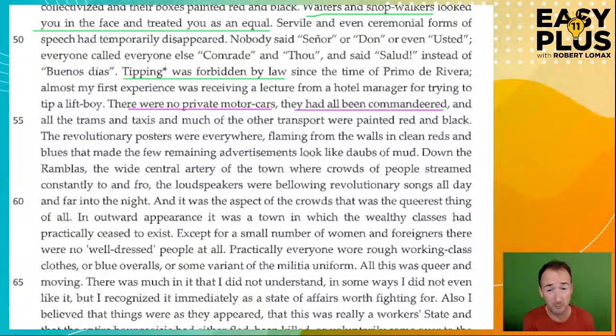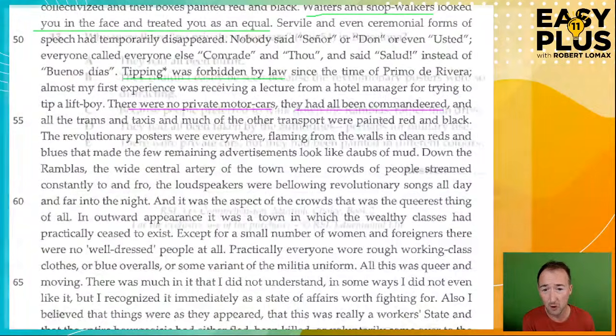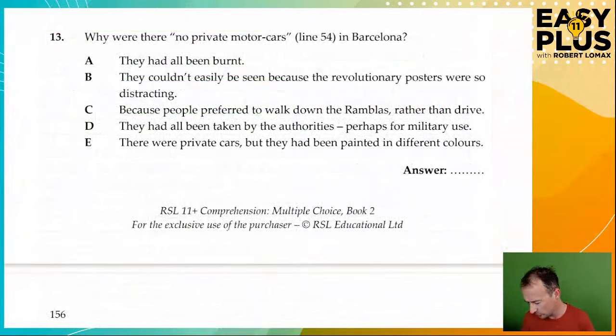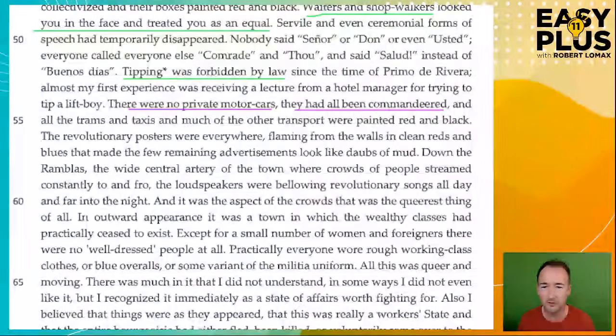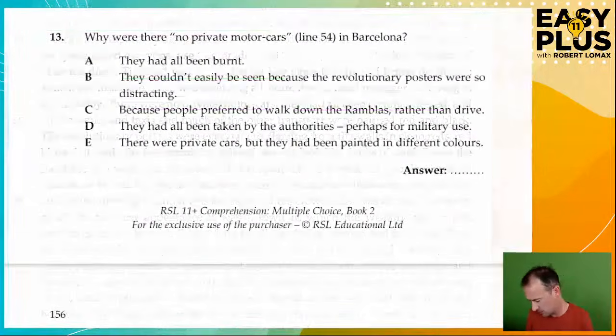Now let's use it. There were no private motor cars. They had all been commandeered. They'd all been burnt. Okay, maybe commandeered means that. They couldn't easily be seen because the revolutionary posters were so distracting. Can that be right? Well, the posters flamed from the walls in a way that made the few remaining adverts look like daubs of mud. Nothing about the cars there. No, no, no.